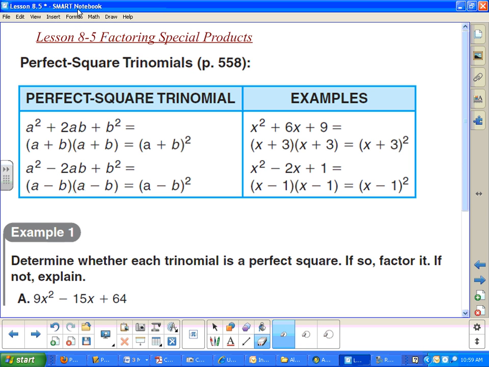Okay, so we've done factoring of x squared plus bx plus c and ax squared plus bx plus c. And we're going to look at today perfect square trinomials and then the difference of two squares. And go through those. So here is what perfect square trinomials look like.